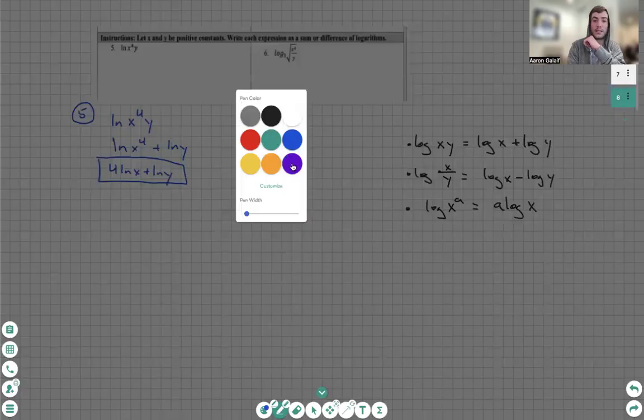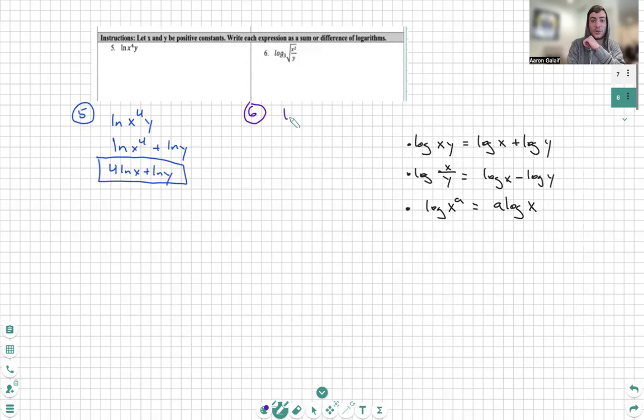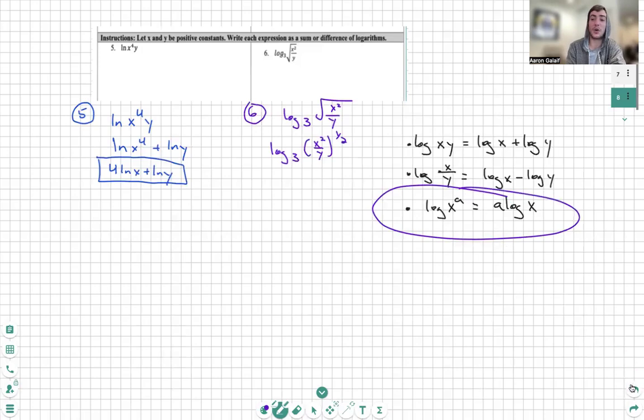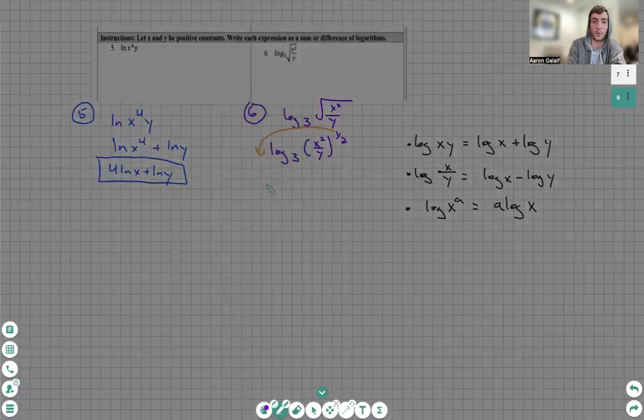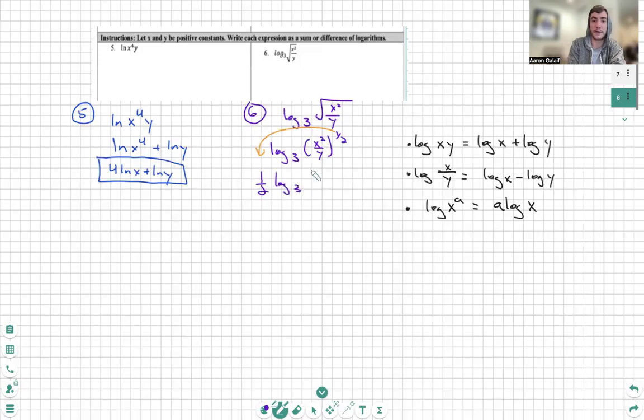Let's jump into number 6. So number 6, the first thing we're going to do is rewrite log base 3 of the square root of x squared over y. The first thing I'm going to do is rewrite my square root as an exponent: the log base 3 of x squared over y to the power of 1/2. Now I know what to do with that 1/2. It goes in front due to the third rule. So I'm going to bring that value in front, and we're going to rewrite 1/2 log base 3 of x squared over y.